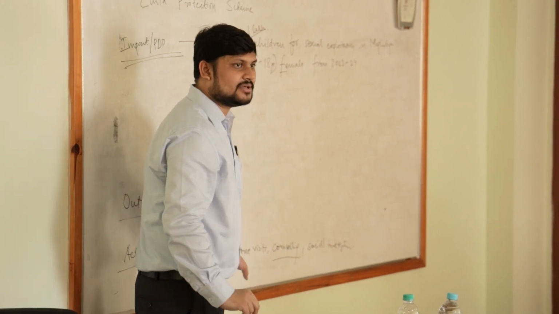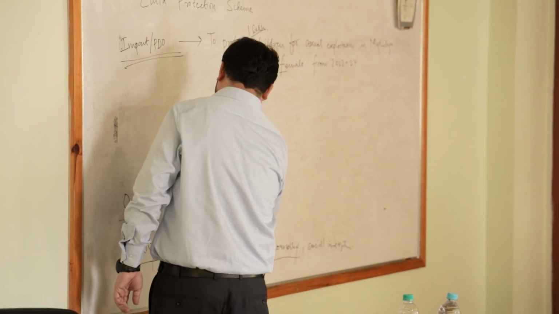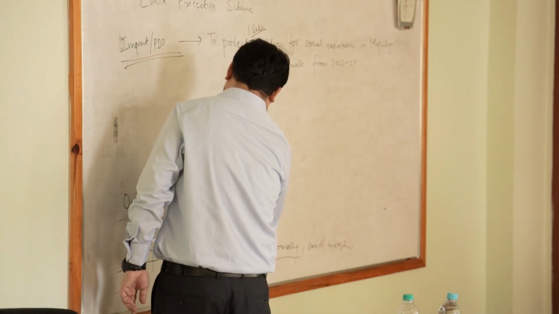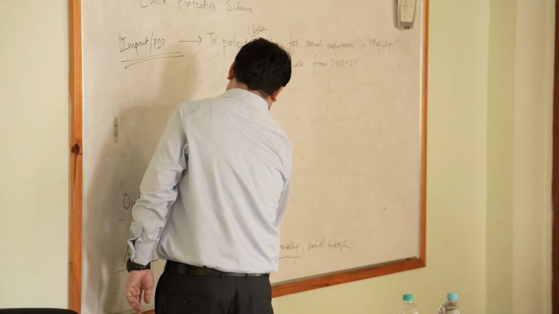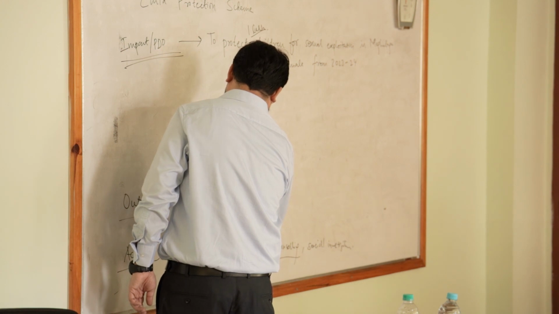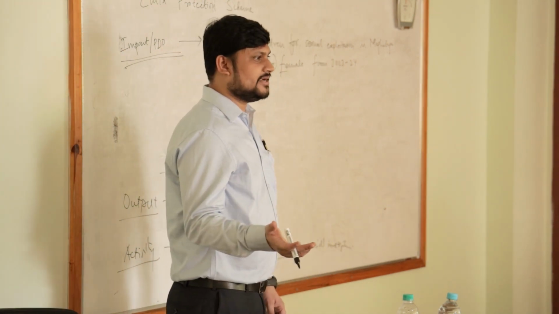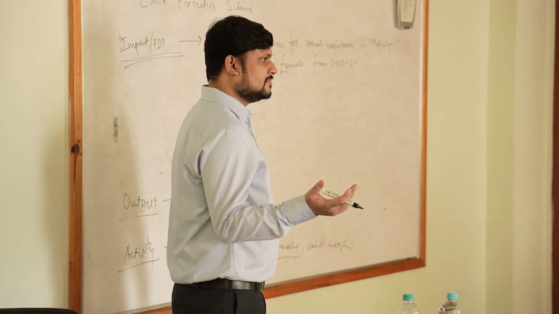Awareness campaigns being organized, that is the activity. Now people have become more aware. That is your output level indicator. Simple.